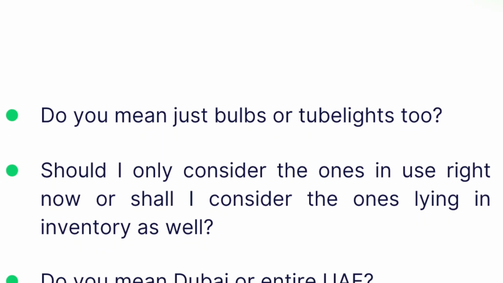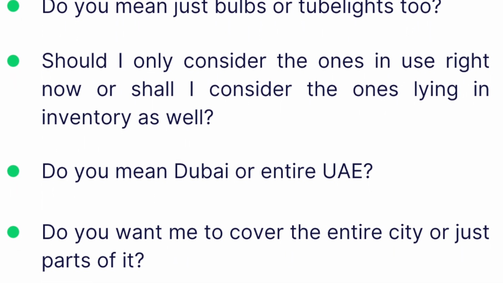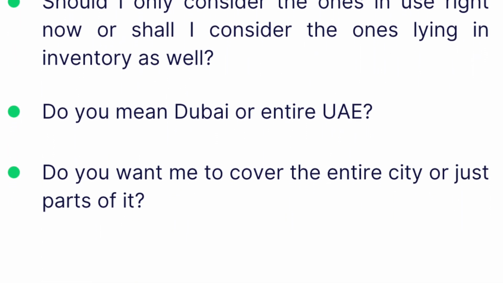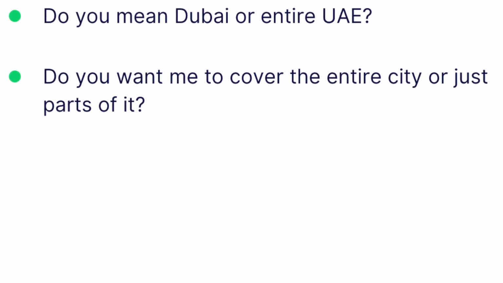A great hack to make sure that you've covered all aspects while asking those clarifying questions is to try to look for keywords in the question. For example, in our question, the keywords are bulbs and Dubai. So let's make sure we cover all questions about it. The questions could be: you mean just bulbs or tube lights too? Should I only consider bulbs that are in use right now or the ones that are also lying in inventory? Do you mean Dubai or the entire UAE? Or do you want me to cover the entire city or just parts of it?